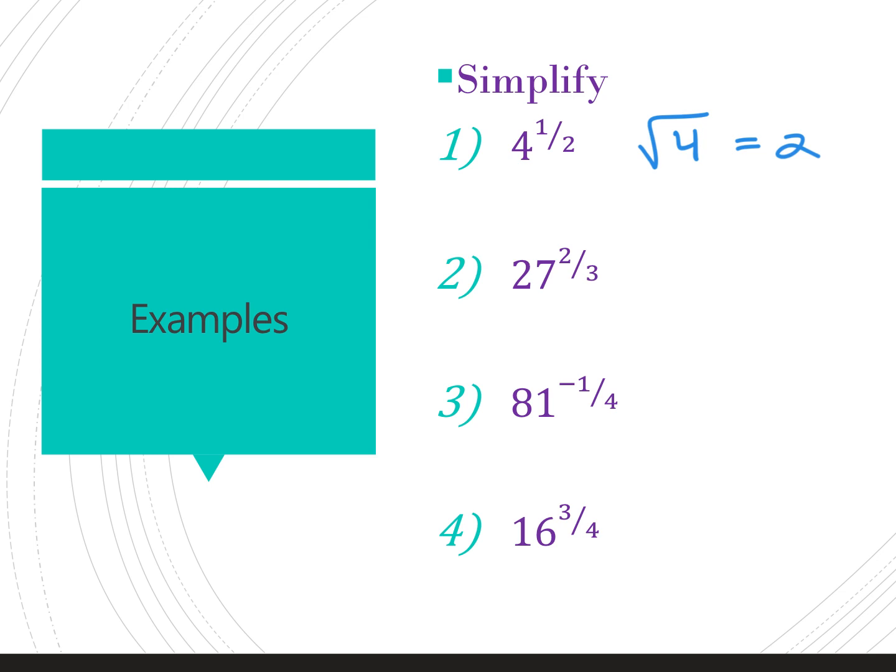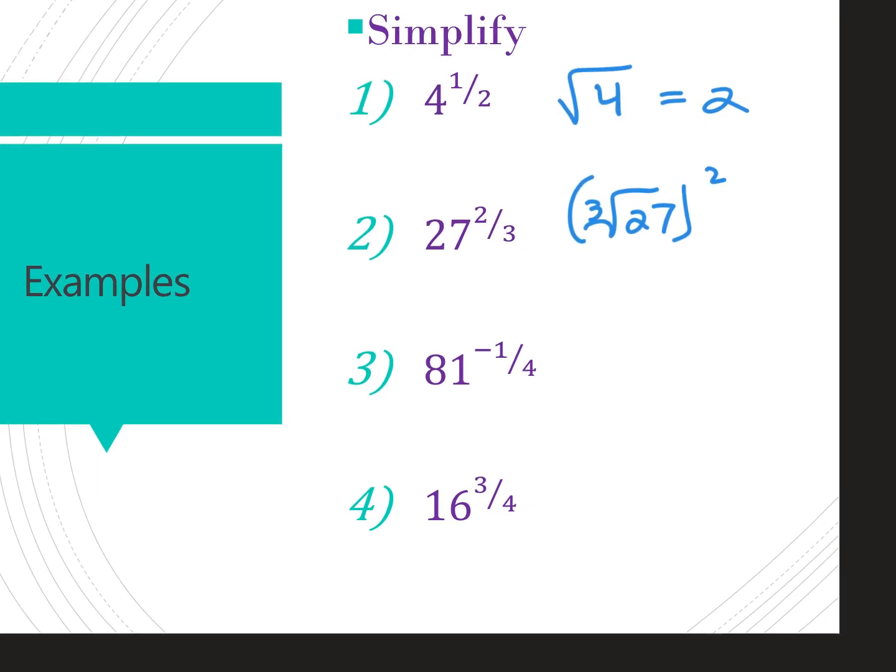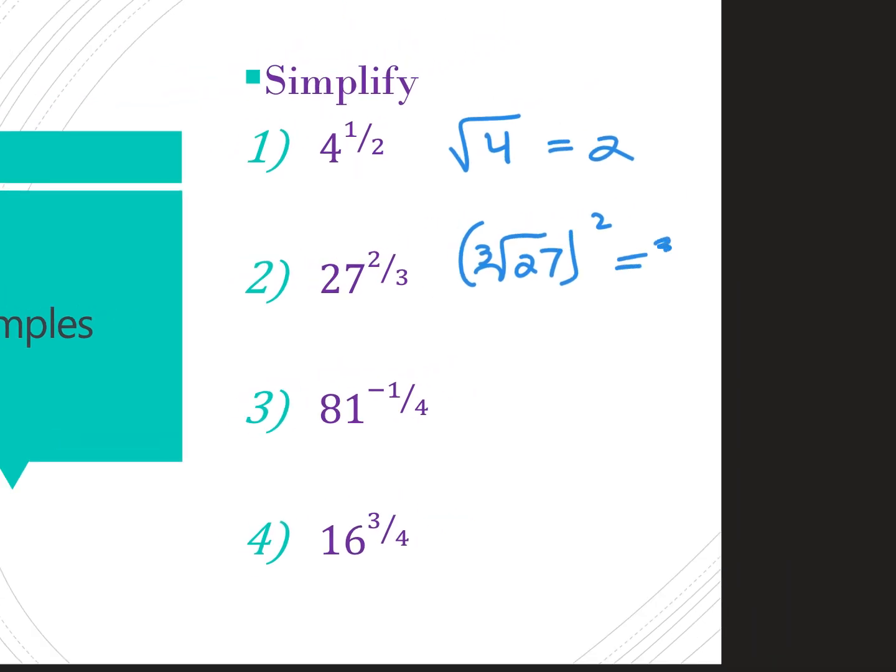How am I going to rewrite number 2? Okay, it's the cube root of 27. What do I have to do to it? Do I have to hug it? All right, let's put a hug around it, and it's squared. So let's simplify. We're going to work inside out. What is the cube root of 27? 3. What does that mean, cube root? What number times itself 3 times, right? So this becomes 3 squared, which is good.